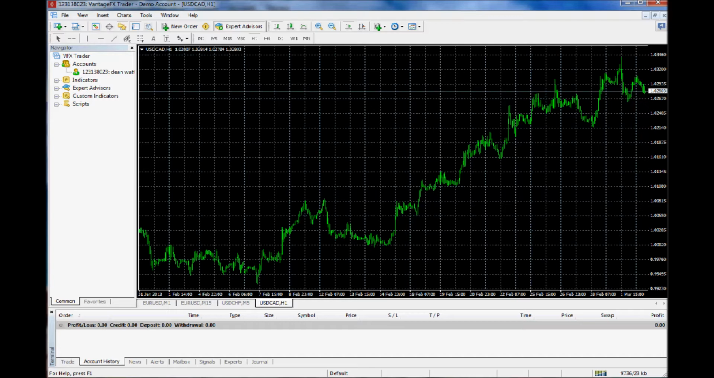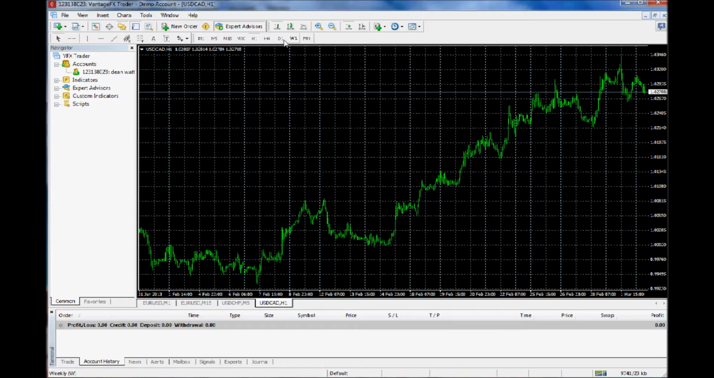So on this video, what we have here is a price chart. Now this is the United States dollar, Canadian dollar hour chart, and when I say an hour, each one of these lines here, which is called a bar, represents 1 hour.